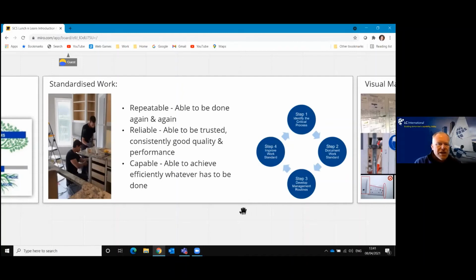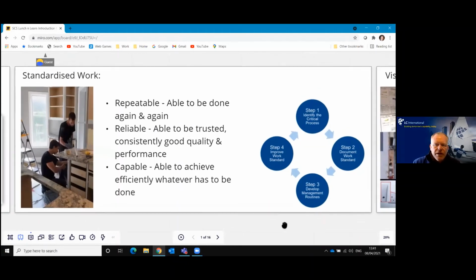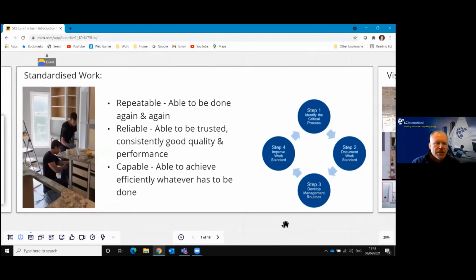So what are the 4 steps to standardized work? Well, the first thing we need to consider is the process, the critical process that we're working with. And that can be any process. Again, it could be the induction process you have for new starters on site. Do we have a standard way that we take them through that induction to ensure they're ready to perform their tasks in a safe way on site?